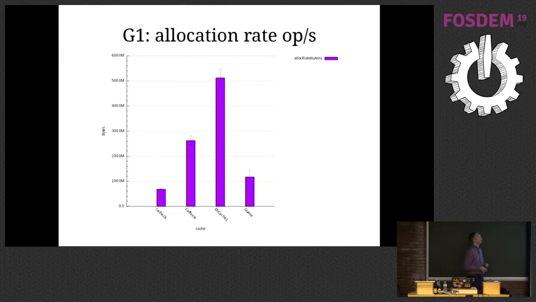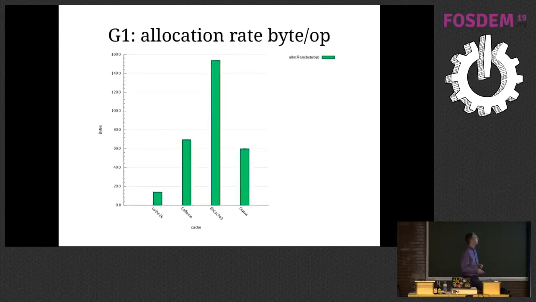What is happening is that the allocation rate between the implementations is quite different. And the higher the allocation rate, there's a correlation to the used memory. So this is the allocation rate per second, and this is the allocation rate normed by the operation, in bytes per operation.